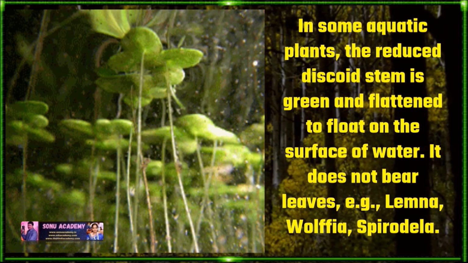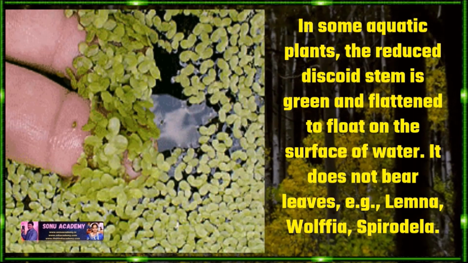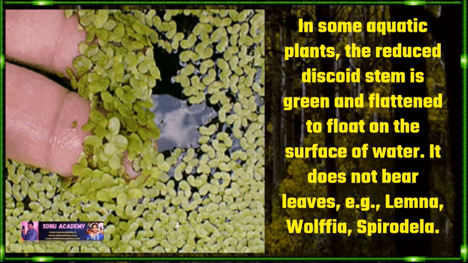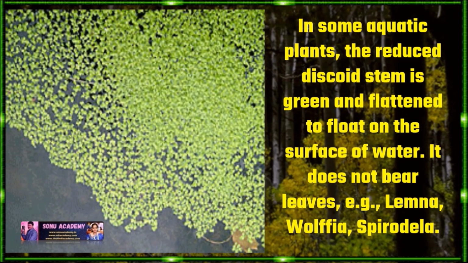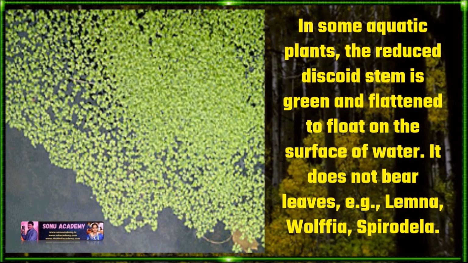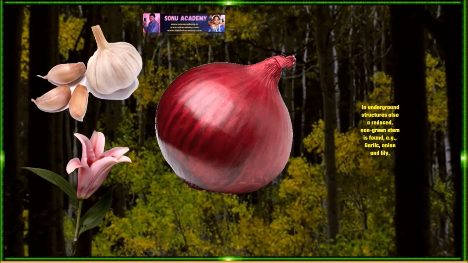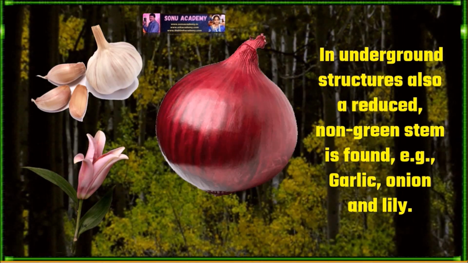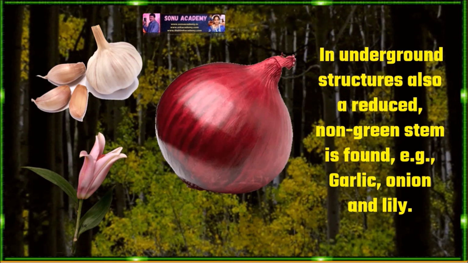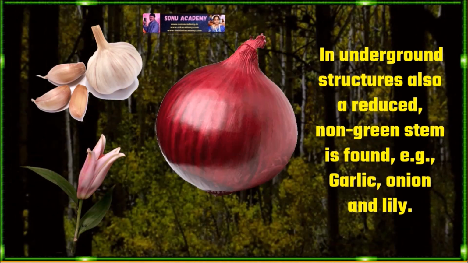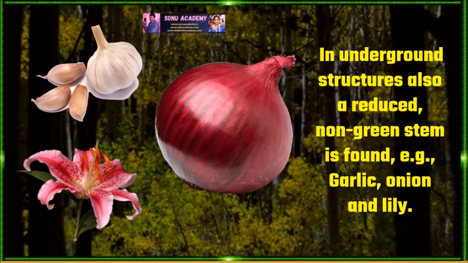In some aquatic plants, the reduced discoid stem is green and flattened to float on the surface of water. It does not bear leaves. Examples: lemna, wolffia, spirodella, etc. In underground structures, a reduced and non-green stem is also found. Examples: garlic, onion and lily.